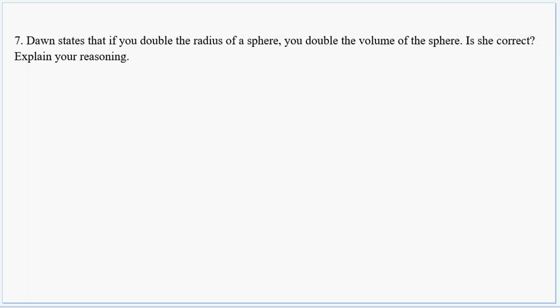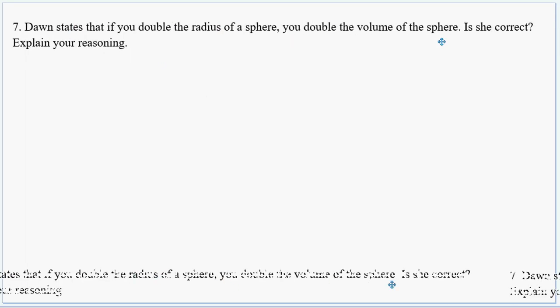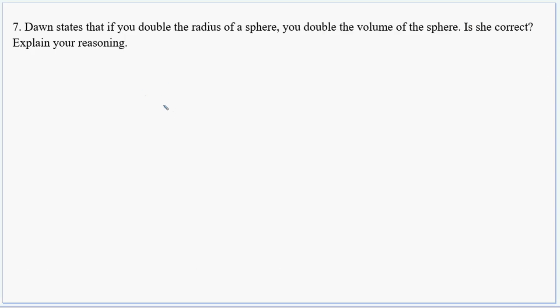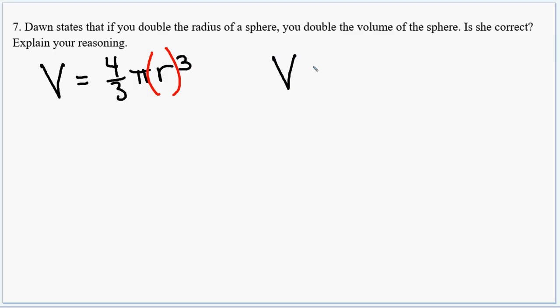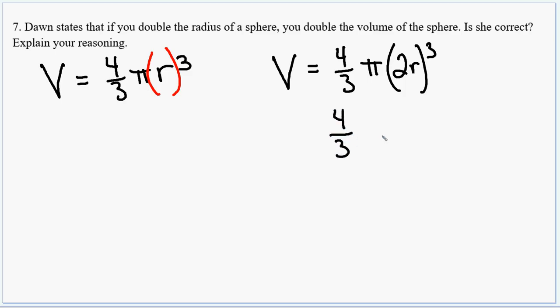Okay, last one. Dawn states if you double the radius, you double the volume. Is she correct? Let's find out. So let's look at here. I'll use black ink. Volume is 4/3 pi times r cubed. All right, now if we double the radius, I'm going to sort of put this in its own set of red parentheses. If we double the radius, our volume would be 4/3 pi times 2r cubed. All right, now we've got some stuff in grouping symbols, parentheses, so remember our order of operations, PEMDAS. We're going to work in the parentheses first, and that is 2r quantity cubed.